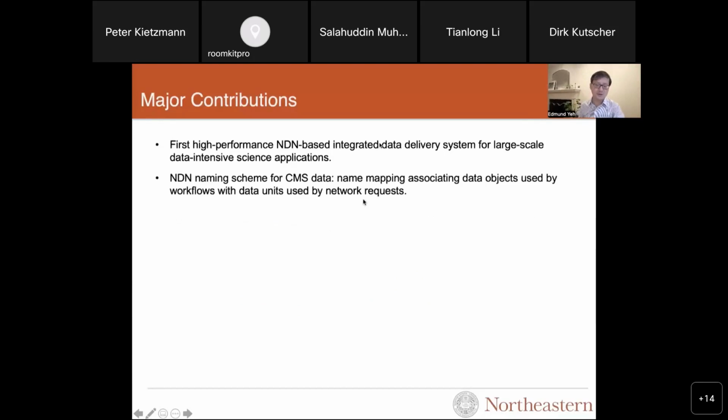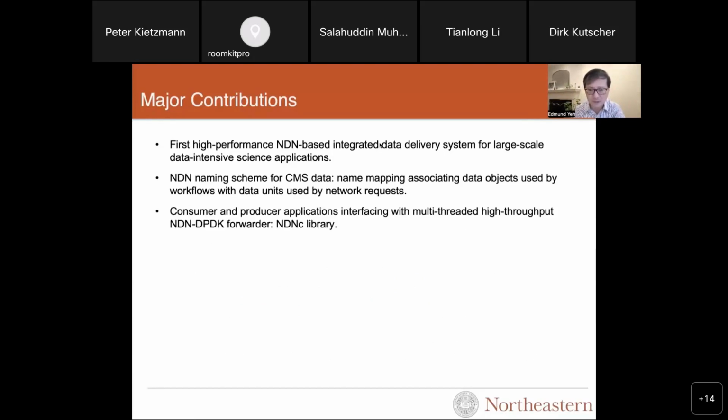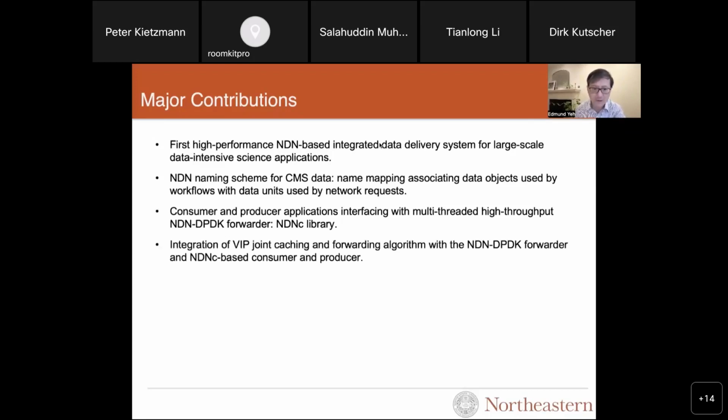It has developed an NDN naming scheme for CMS data, and this consists of a name mapping associating data objects used by workflows with data units used by network requests. We've found that such a mapping is necessary. We've developed consumer and producer applications interfacing with the multi-threaded high-throughput NDN-DPDK forwarder, which was developed by NIST, and this is made possible by development of the NDNC library.